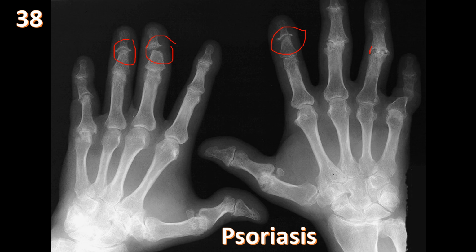Also, we can have this Mickey Mouse ears, and the Mickey Mouse ears is pretty much paracentral erosions that give you that appearance that looks like the ears of Mickey Mouse. Also, we can have a sausage digit, but pencil in a cup, Mickey Mouse ear are very consistent with psoriasis, which is one of the seronegative spondyloarthropathies.